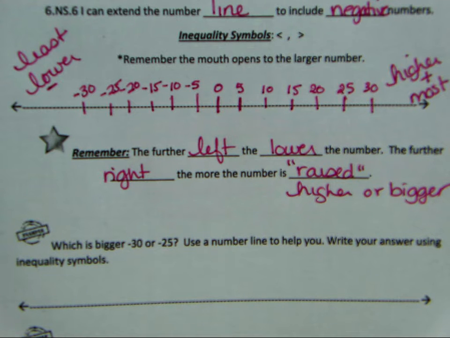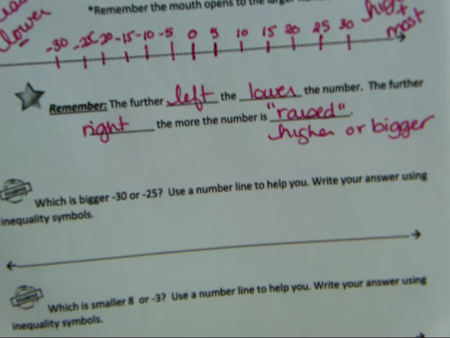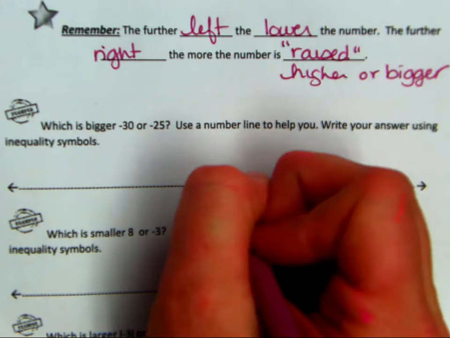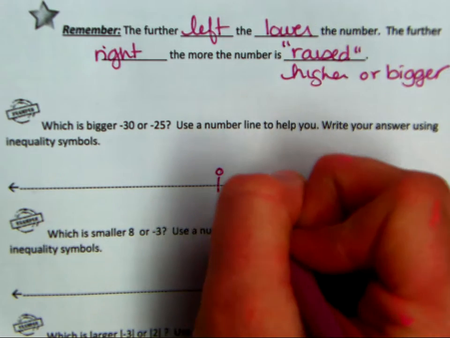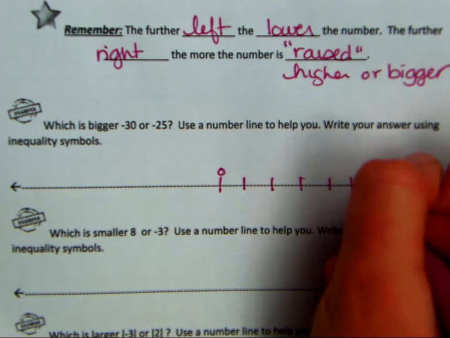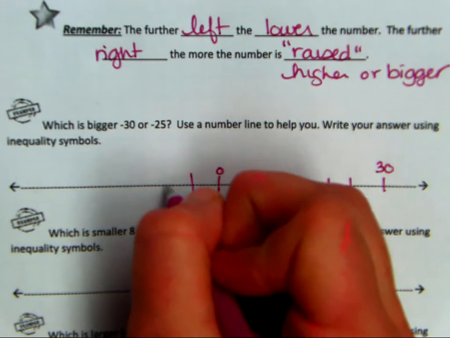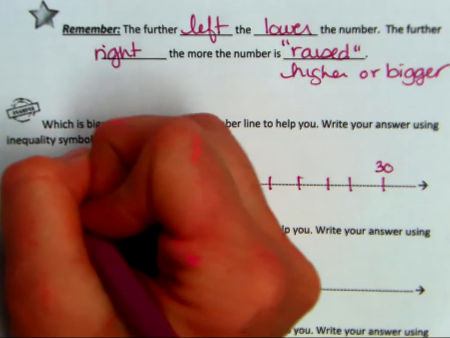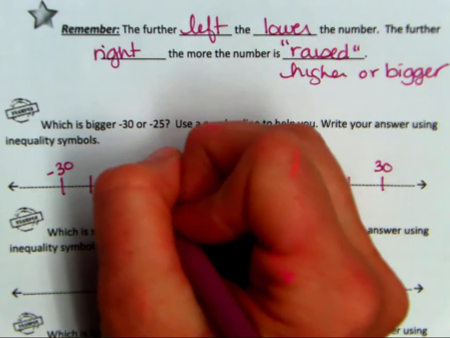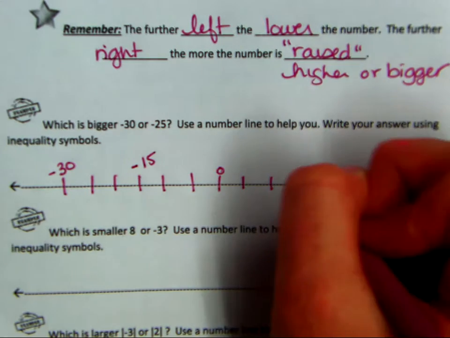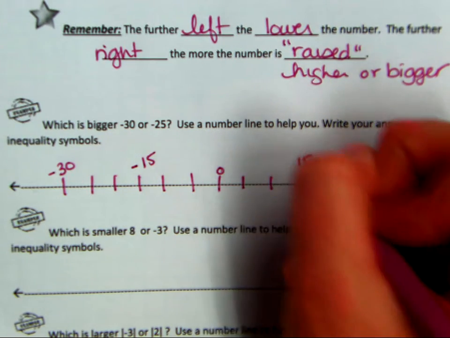All right, we're going to do the same number line again. So we're going to do, once again, a number line counting by 5. So I'm going to have 0, 5, 10, 15, 20, 25, 30, and on the other side, -5, -10, -15, -20, -25, -30.